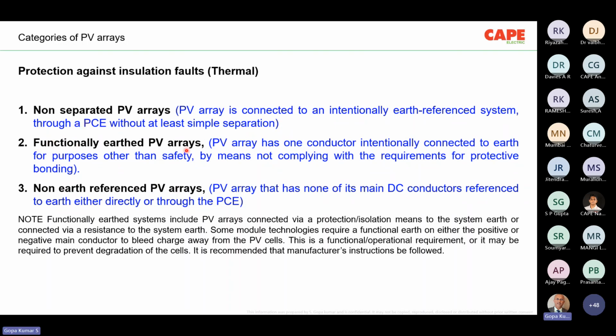Second option, functionally earthed PV system. In this case, the PV array has one conductor intentionally connected to the earth for a purpose other than safety, by means not complying with the requirements for protective bonding. Number three, non-earth-referenced PV system. It's like an IT system, unearthed, no reference to the earth. So there are three types of PV systems in order to achieve protection against the thermal effect, that means in order to protect it from catching fire.